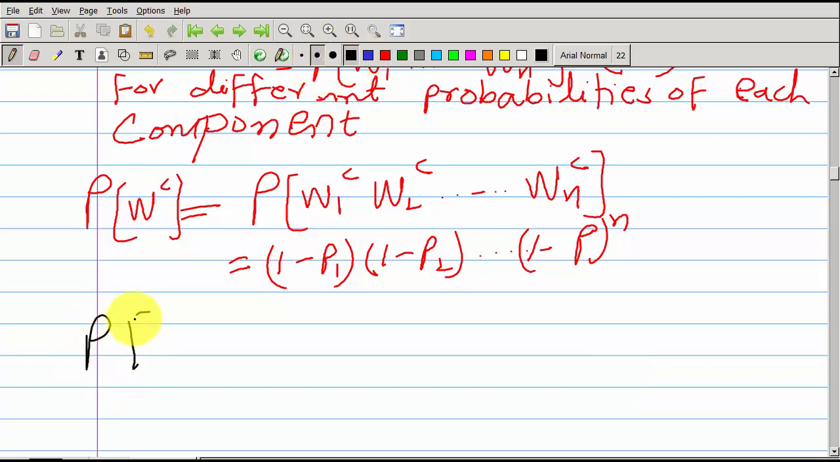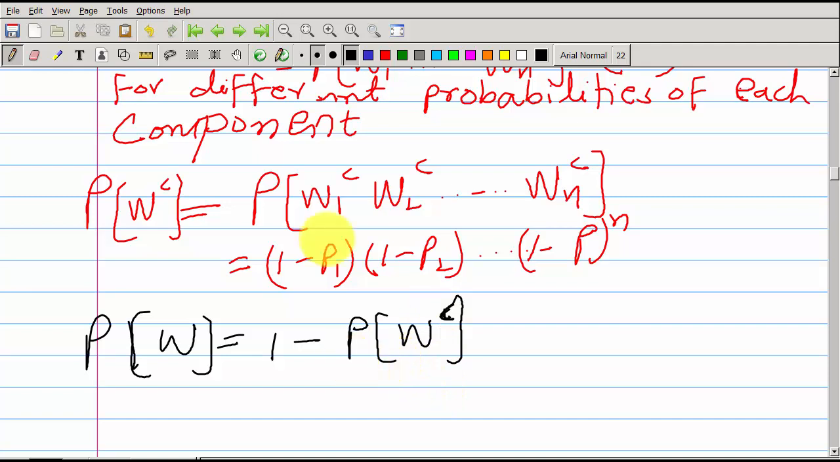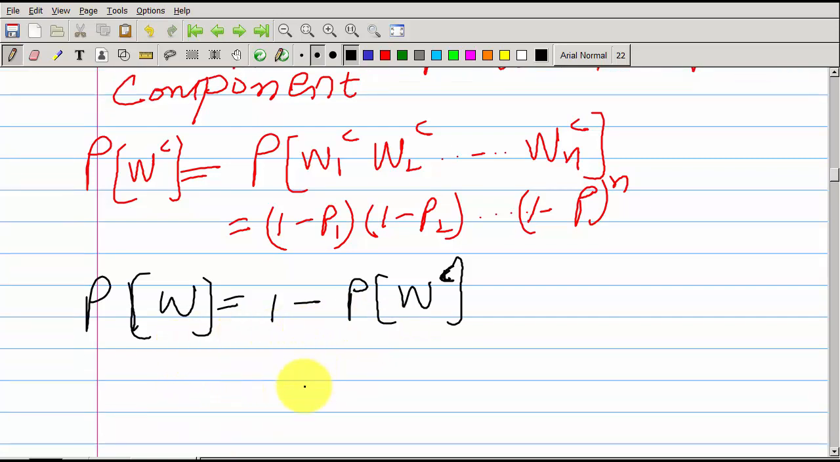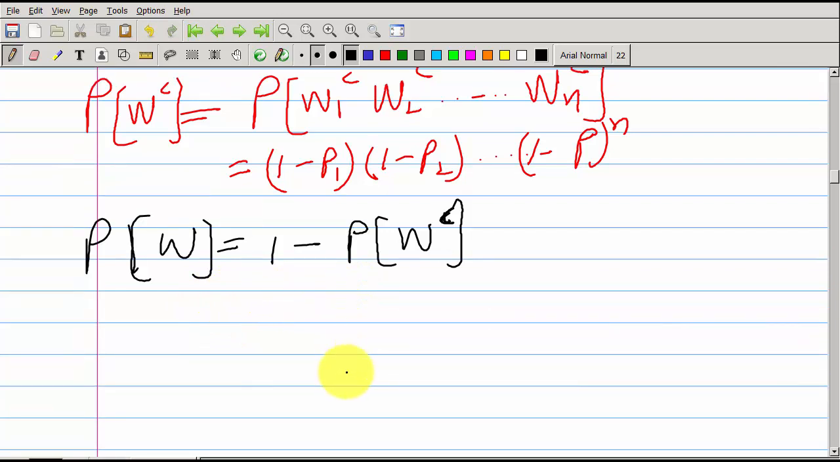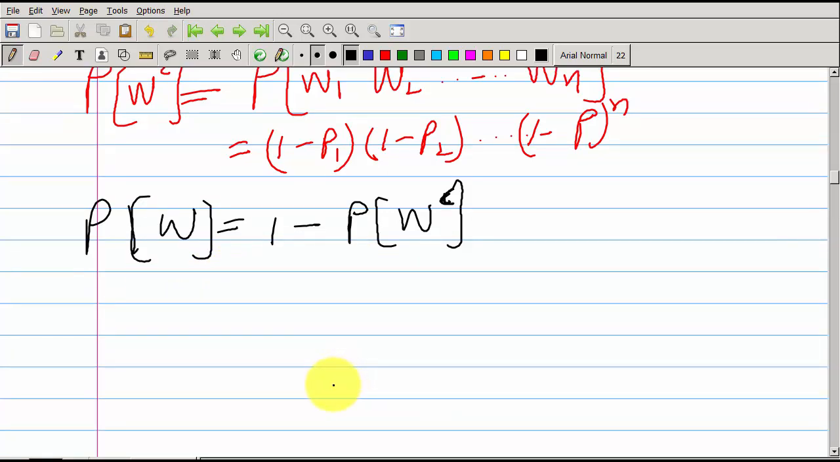The probability of W will be simply 1 minus the probability of W complement. We use the property we have seen, a consequence of the axioms: the probability of A plus the probability of A complement is 1. So we can find this probability. Okay, now let's see this example.